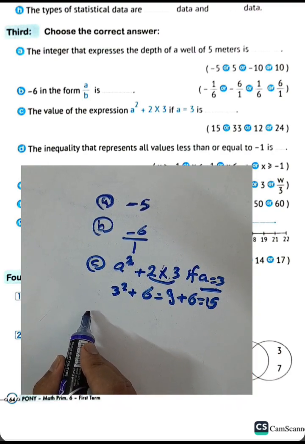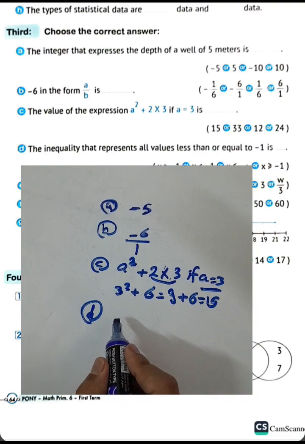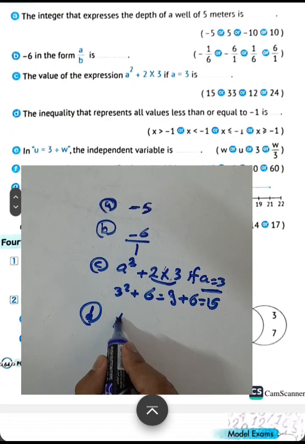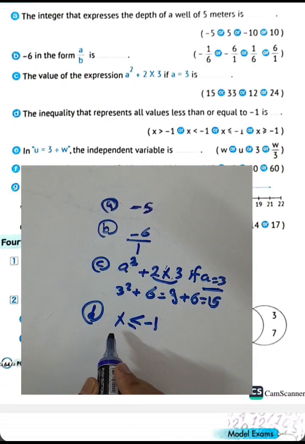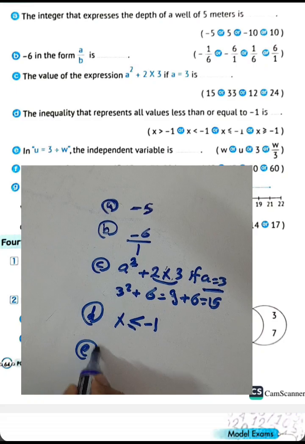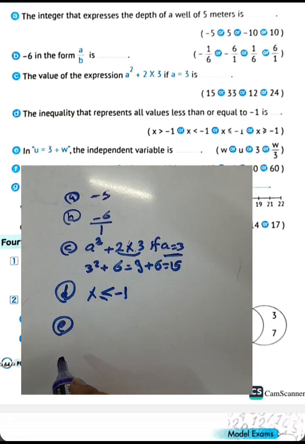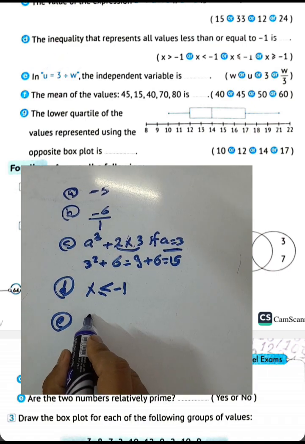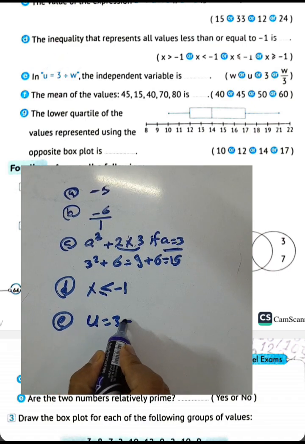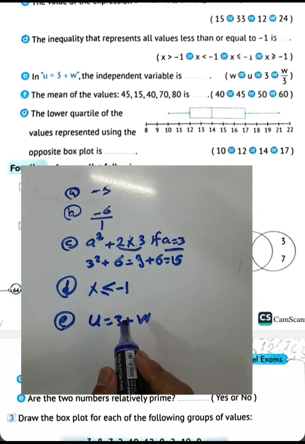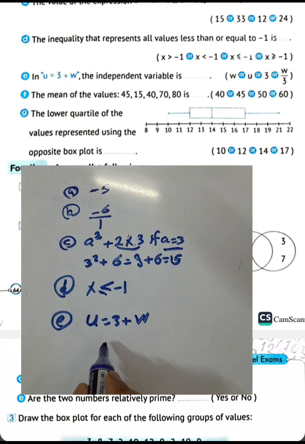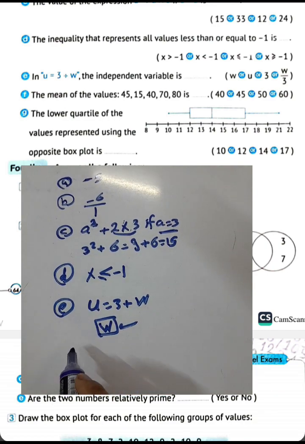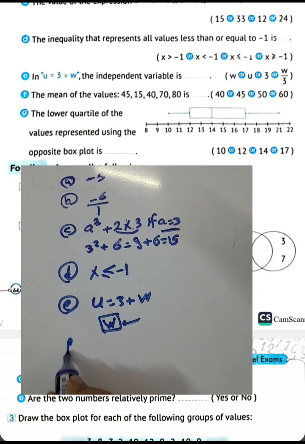Question letter D. The inequality that represents all values less than or equal to -1 is x less than or equal to -1. Letter E. In u equals 3 plus w, the independent variable here will be w. The result will be w, okay? It's called independent. It's the input.